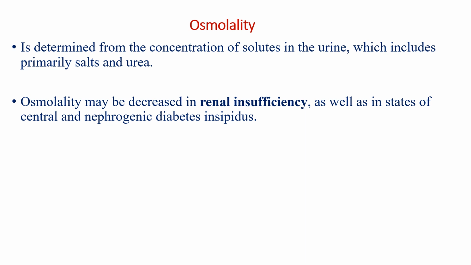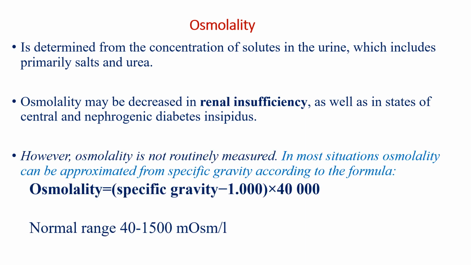Osmolality is determined from the concentration of solids in the urine, which includes primarily salts and urea. Osmolality might be decreased in renal insufficiency as well as in states of central and nephrogenic diabetes insipidus. However, osmolality is not routinely measured. In most situations, osmolality can be approximated from specific gravity according to the formula: osmolality is equal to specific gravity minus 1 times 40,000. The normal range is from 40 to 1,500 milliosmol per liter.